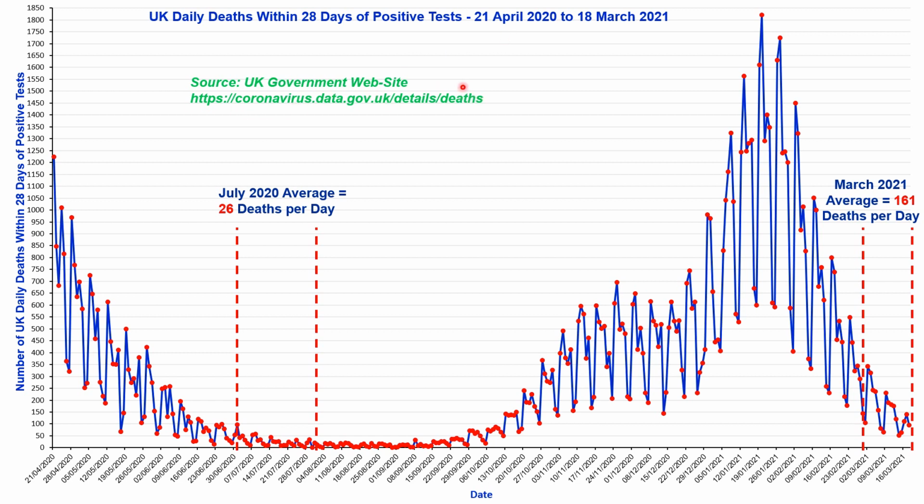So I've put the links here, you can go and look at all this data, but these are the deaths plotted, and you can see I've taken July 2020, so we've had a little bit of coming down from the first peak, and we're bumping around here, and the average per day in July 2020 was 26 deaths. Now, if we look at March 2021, the average here was still coming down from this peak. The average is 161 deaths per day. This is 161 people per day in March, on average, dying within 28 days of a positive test.